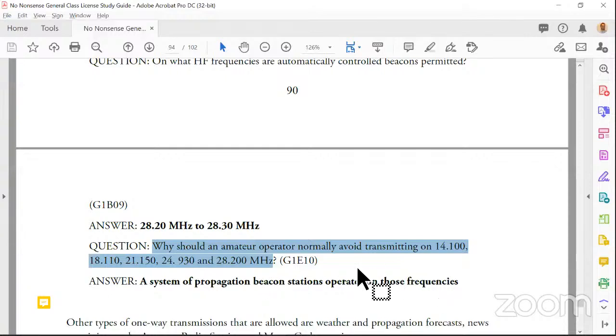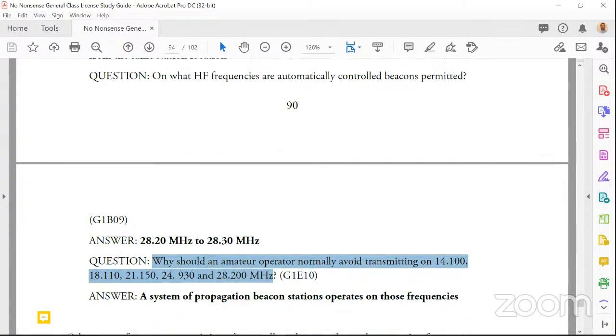So therefore, as an amateur radio operator, when you're going to communicate, you're going to have what we call a QSO, a conversation with another amateur radio operator, you do not go on these frequencies because you will be interfering with those beacons, and those beacons actually will help you know if you have propagation or not. So why would you want to go on those frequencies and interfere?